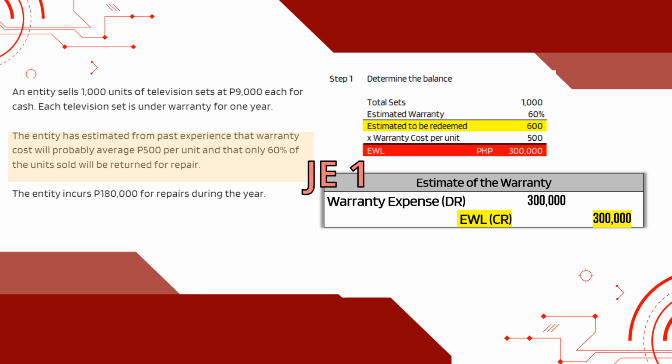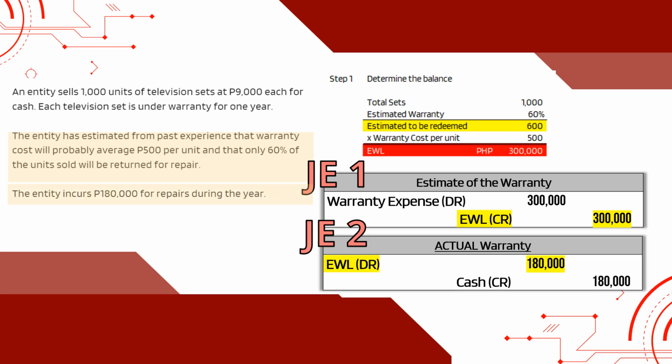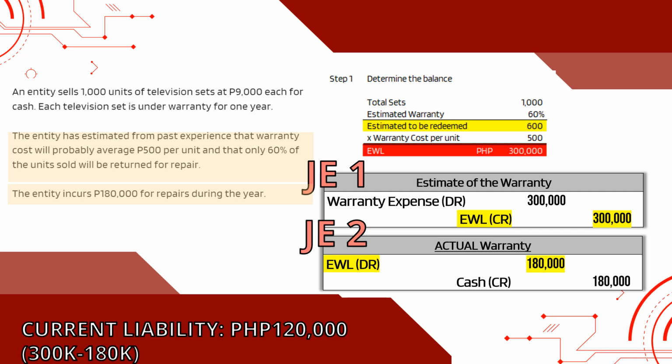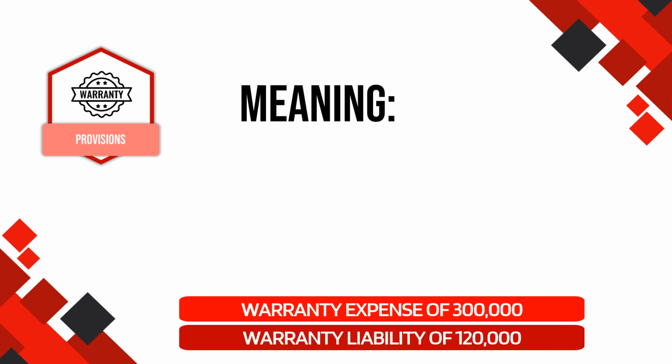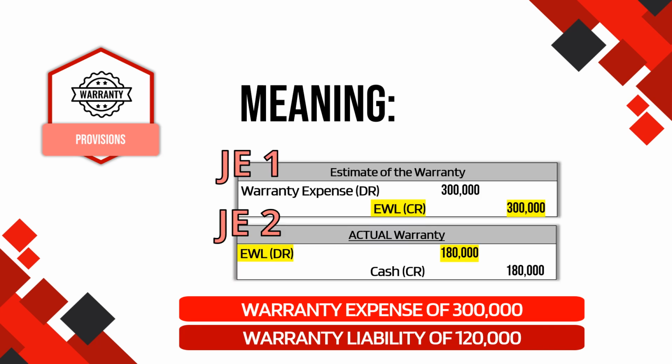Next is, okay, tapos na tayo sa estimate. But what actually happened? What actually happened is that 180,000 lang pala yung na-claim. So we have to lessen our estimated warranty liability by debiting it by 180,000 and crediting cash of 180,000. So now, with this, we will be able to get our current liability under warranty liability, which is 300 credit minus 180 debit, so net 120,000. So again, ang hinahanap lang dito is your warranty expense and your warranty liability.